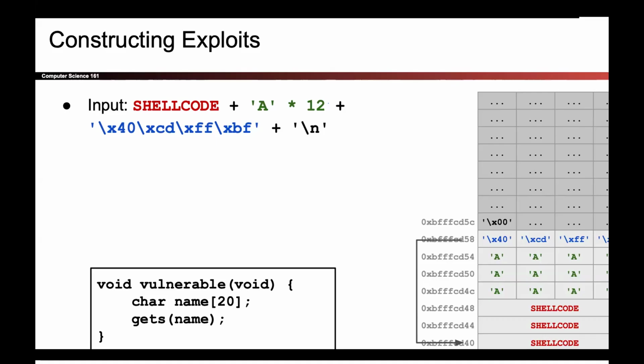And the effect is, after this gets function finishes, the memory layout would look like what's shown here on the slide. Then when this function returns, the CPU will jump to the address specified in the RIP, which is the address of the start of name, which is the address of the start of shellcode. So the CPU will jump to the start of shellcode and start executing it, and the shellcode gets run.